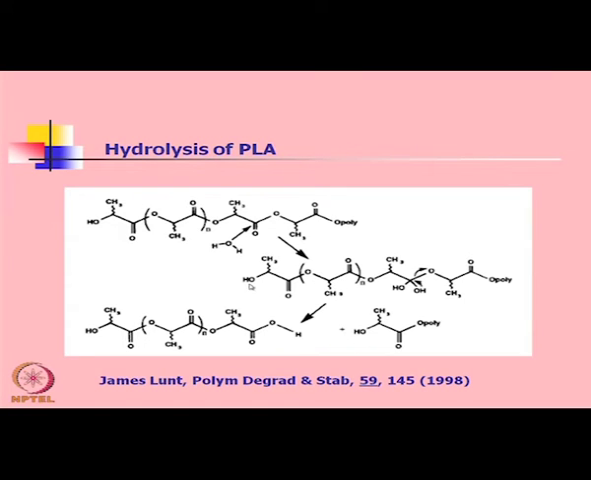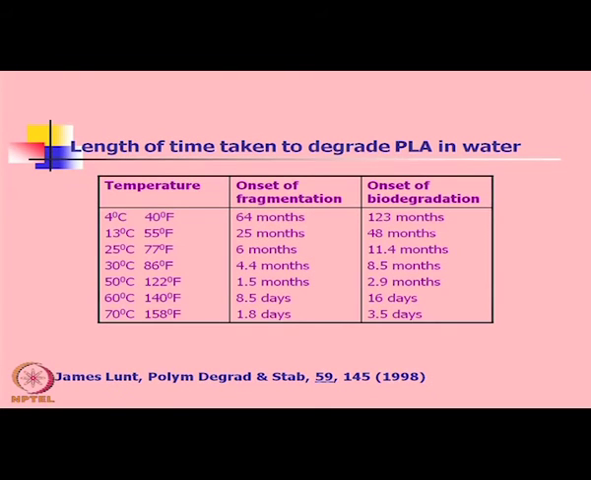This shows a scheme of the reaction which occurs during hydrolysis of polylactic acid. This contains an ester group. This is the reaction, how it degrades. Ultimately, this is the fragment, these are the products of degradation. So, after fragmentation, small length species will be formed, which will be easy for the microorganisms to metabolize.